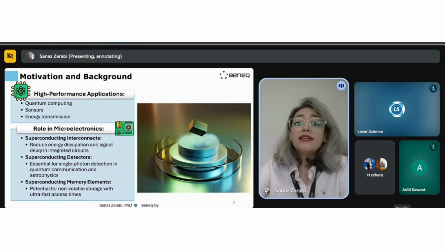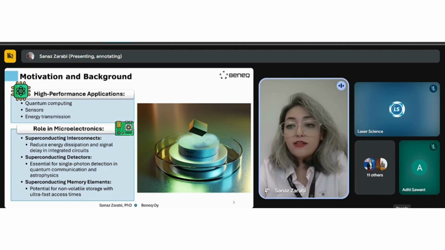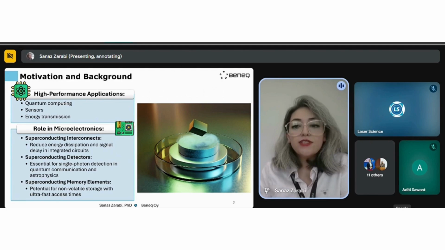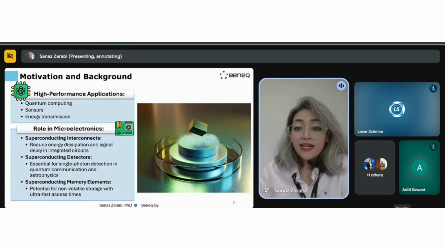Superconducting thin films are essential for integrating superconductivity behavior into real-world applications, particularly in microelectronics. For instance, superconducting interconnects in ICs, the integrated circuits, can drastically reduce energy dissipation and signal delay. Superconducting memory elements, such as superconducting RAMs, promise ultra-fast, non-volatile storage. And superconducting tunnel junctions in sensors and detectors enhance sensitivity and performance.